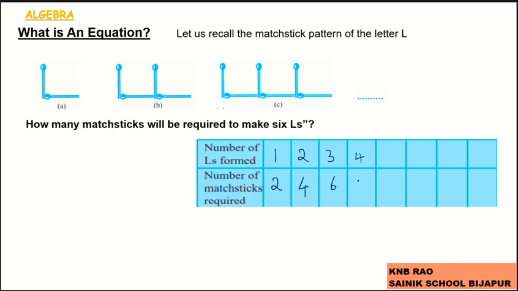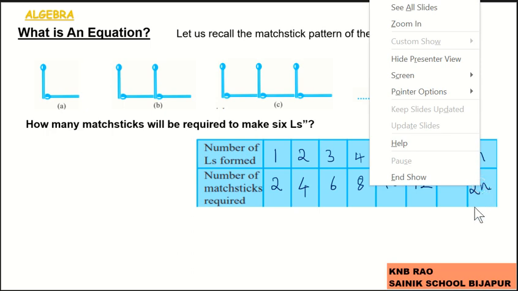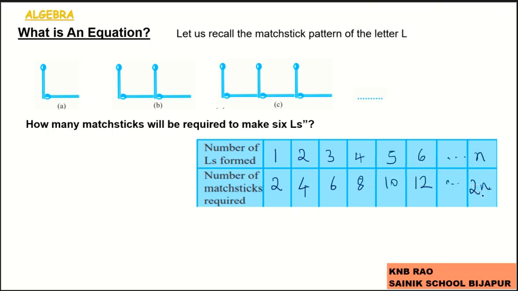For 4 L's we require 8 matchsticks. For forming 5 L's we require 10 matchsticks. For 6 L's we require 12 matchsticks, and so on we can find. For forming n number of L's, from this pattern we can observe, the number of matchsticks required would be twice the number of L's formed, that is 2n matchsticks are required.